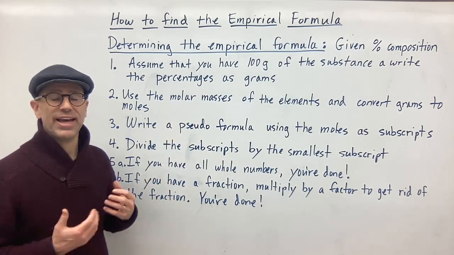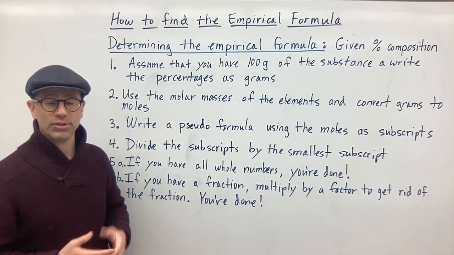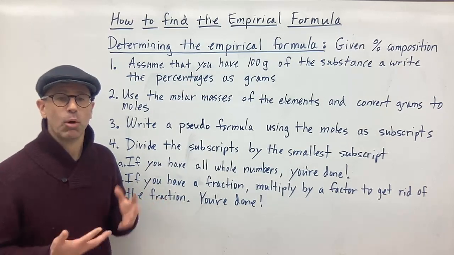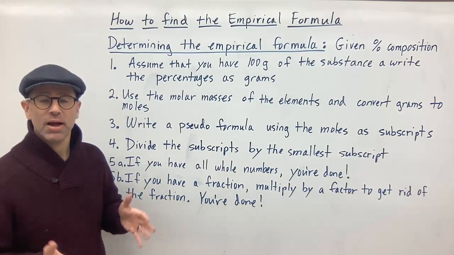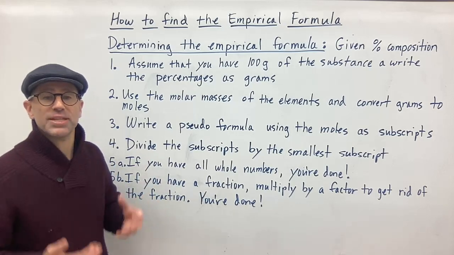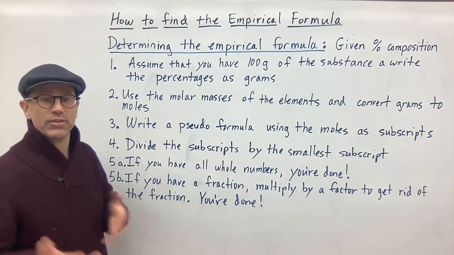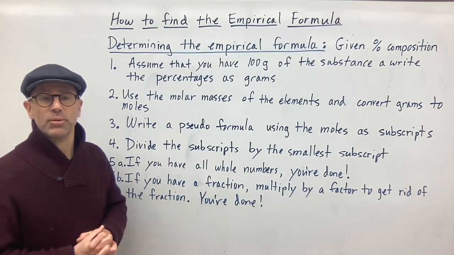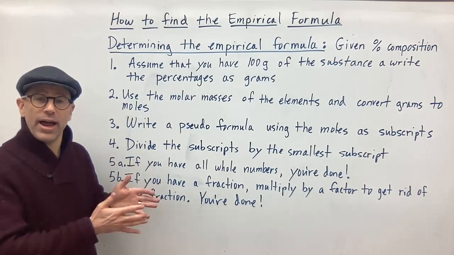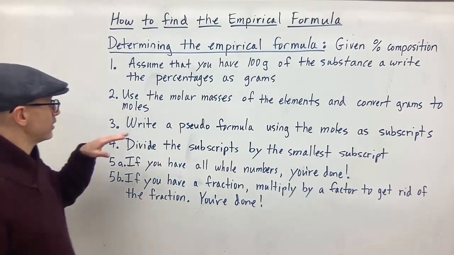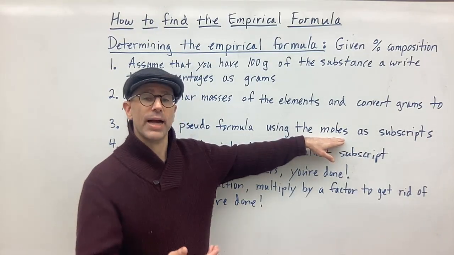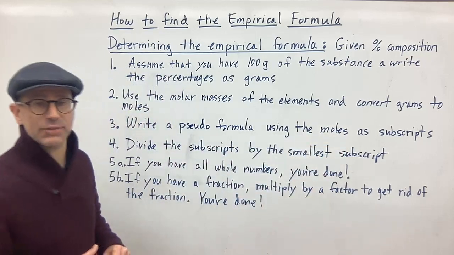Now, the moles that you're going to end up with are not going to be whole numbers. They're going to be fractional, like 0.2356 moles. It's going to be a weird number. But you're going to write them as subscripts anyway, because the moles are going to end up as subscripts either way. So I like to just write the formula with the moles I have right now, using the moles as subscripts. And then I'm going to work on getting simple whole numbers. And that's the next few steps.